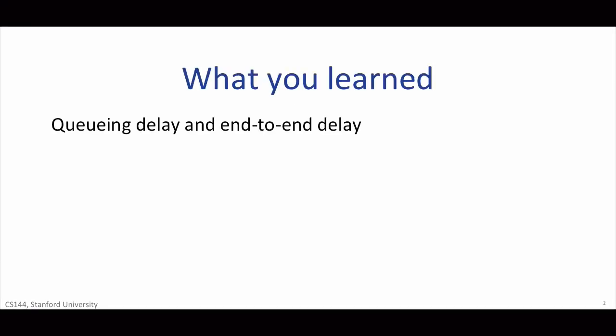You learned a lot in this unit. First, queuing delay and end-to-end delay. You learned that the time it takes for a packet to travel between two end hosts is determined by three components. First, we have to transmit the packet over each link in turn. The time it takes to write the packet onto each link is determined by the time it takes to write each bit multiplied by the number of bits in the packet. We call this the packetization delay.